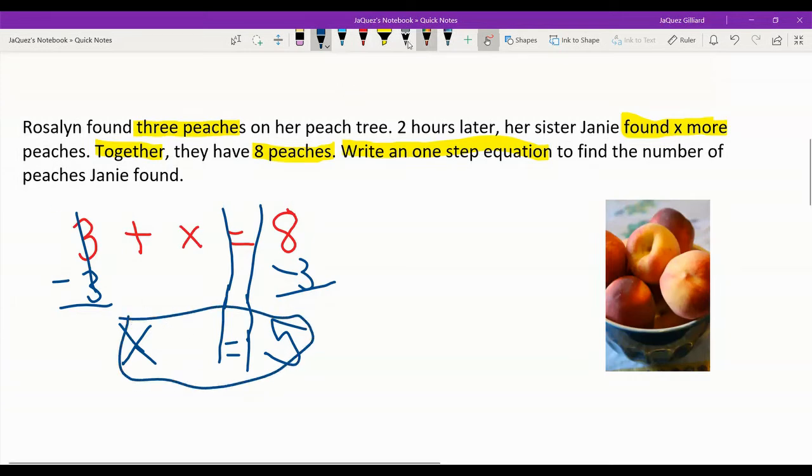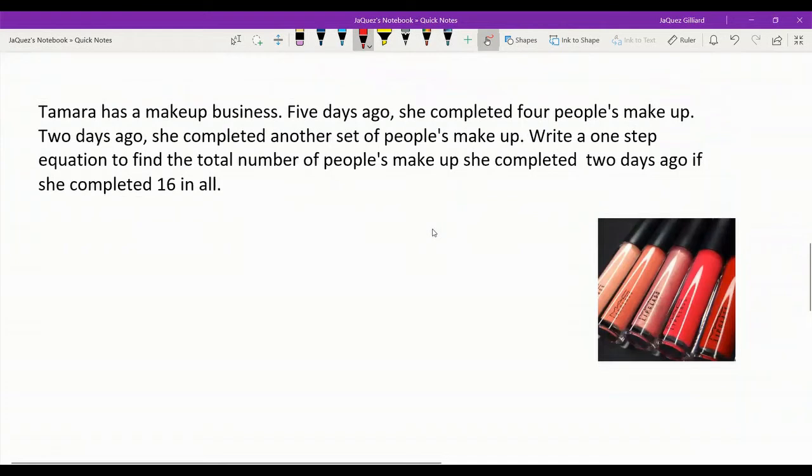Very good. It says Tamara has a makeup business. 5 days ago, she completed 4 people's makeup. 2 days ago, she completed another set of people's makeup. Write a one-step equation to find the total number of people's makeup she completed 2 days ago, if she completed 16 in all.